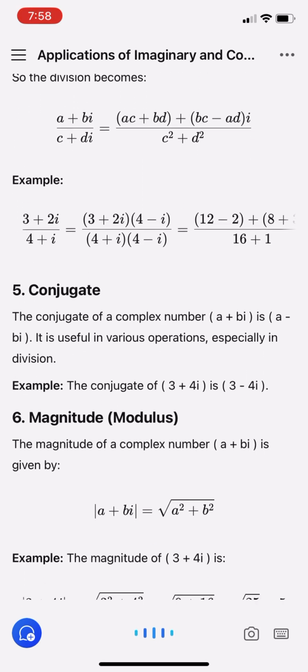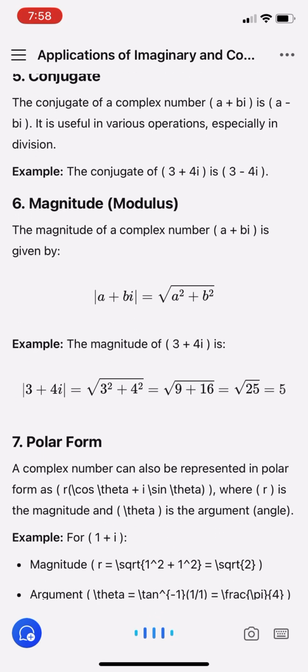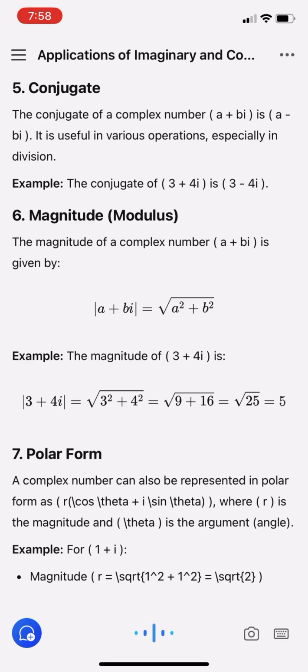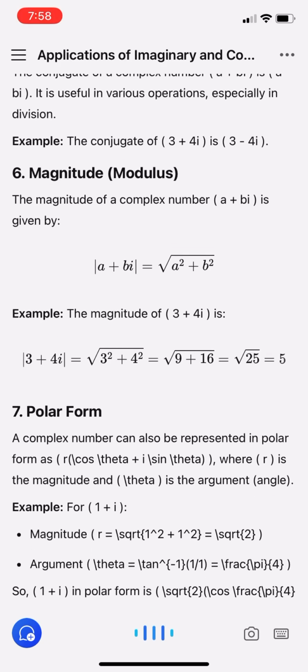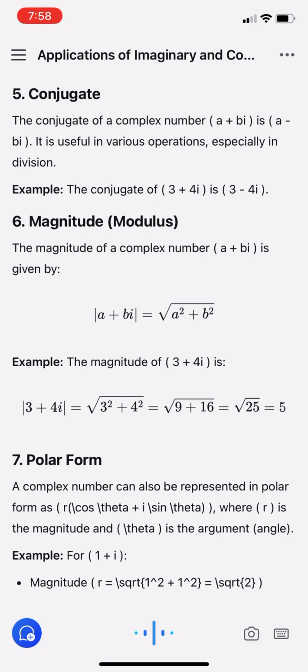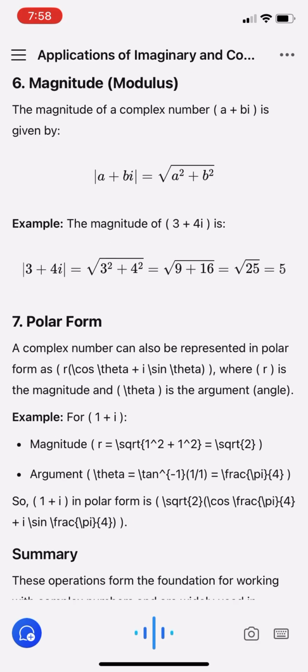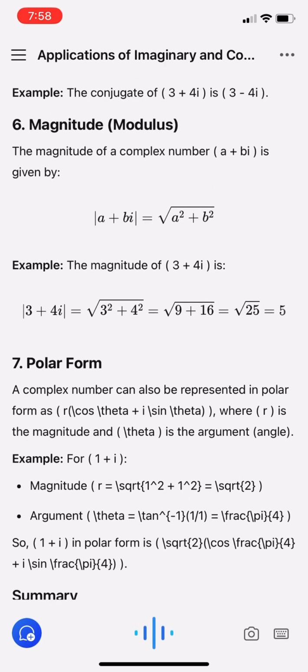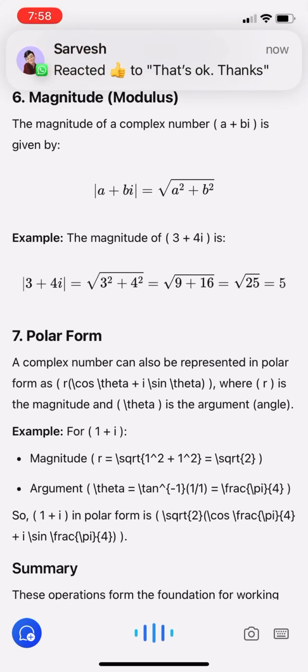5. Conjugate. The conjugate of a complex number a plus bi is a minus bi. It is useful in various operations, especially in division. Example. The conjugate of 3 plus 4i is 3 minus 4i. 6. Magnitude (modulus). The magnitude of a complex number a plus bi is given by the square root of a squared plus b squared. Example. The magnitude of 3 plus 4i is 5.